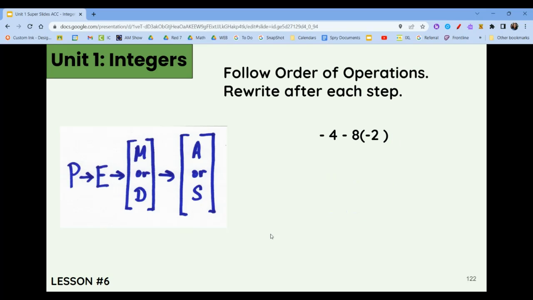Next one, -4 minus 8 times -2. Now, is there anything grouped inside of parentheses we need to work on first? No. Are there any exponents? No. Is there any multiplication or division?